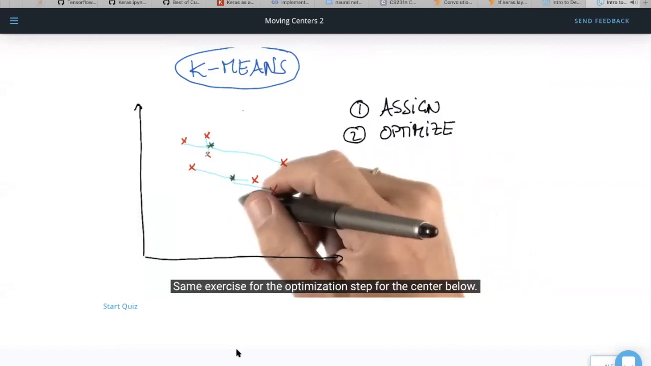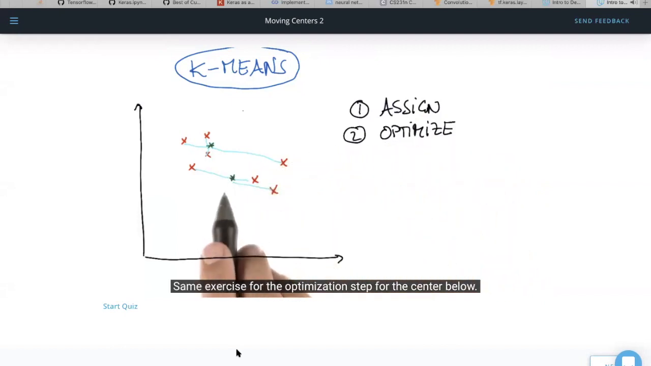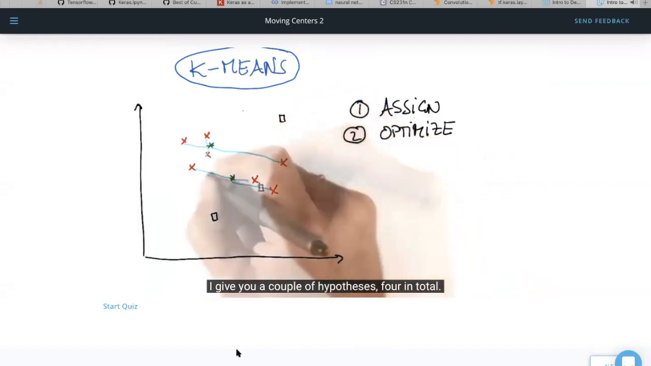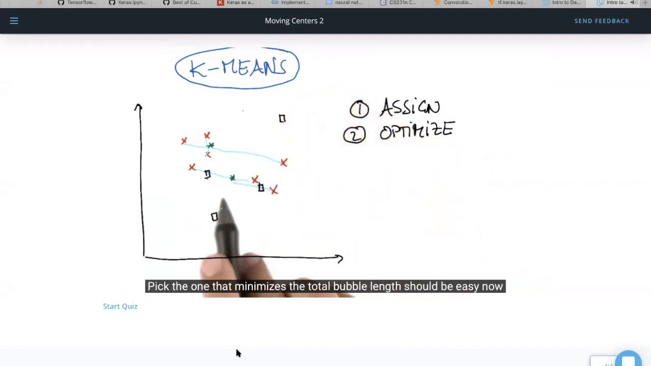Same exercise for the optimization step for the center below. I give you a couple of hypotheses, 4 in total. Pick the one that minimizes the total rubber length. Should be easy now.